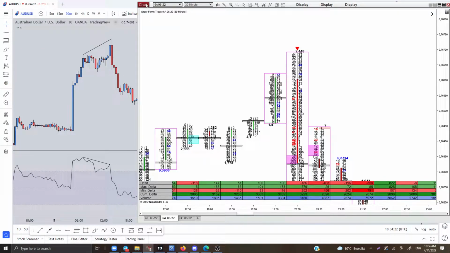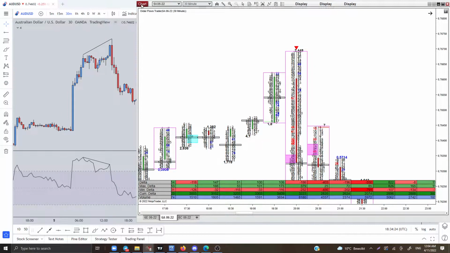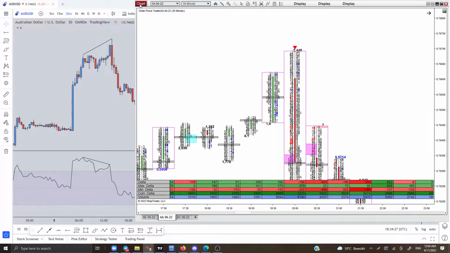Let's check, does it match our checklist? We always look for 3 things. If it's a sell setup, then we'll be looking for buyers trapped, selling pressure, and strong delta. If these 3 things are there at our divergence, then definitely we are going to take this trade.